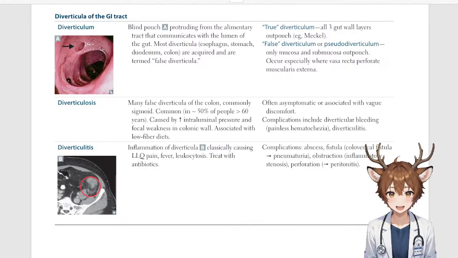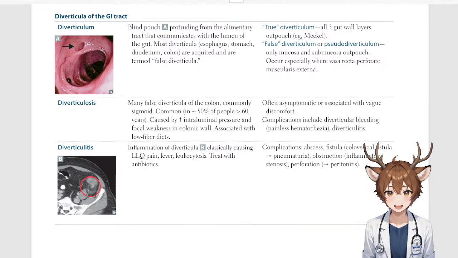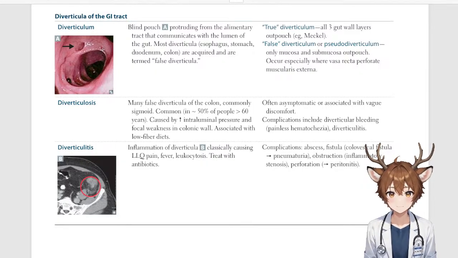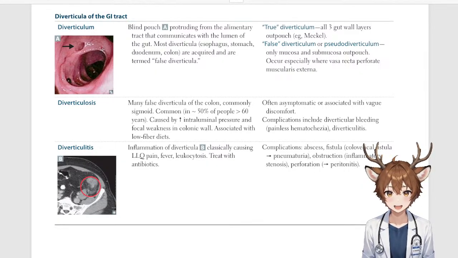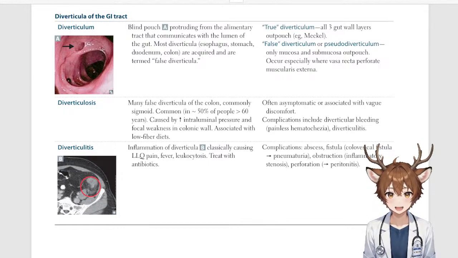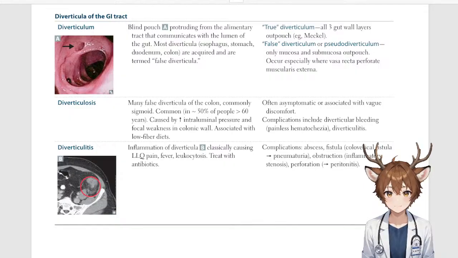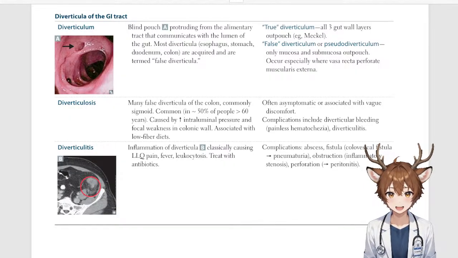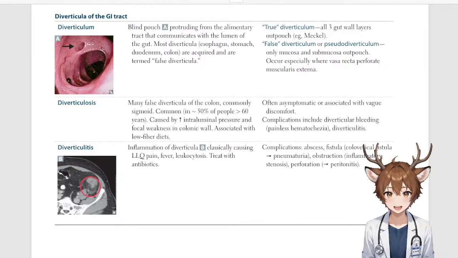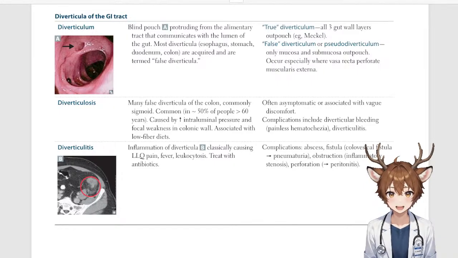Complications include abscess, fistula, colovesical fistula leading to pneumaturia, obstruction, inflammatory stenosis, perforation, white arrows in the picture C. Again, that's not really shown in your book necessarily. So anyway, perforation leading to peritonitis, and hematochezia is rare. So hematochezia is possible but not common. It's rare for diverticulitis.